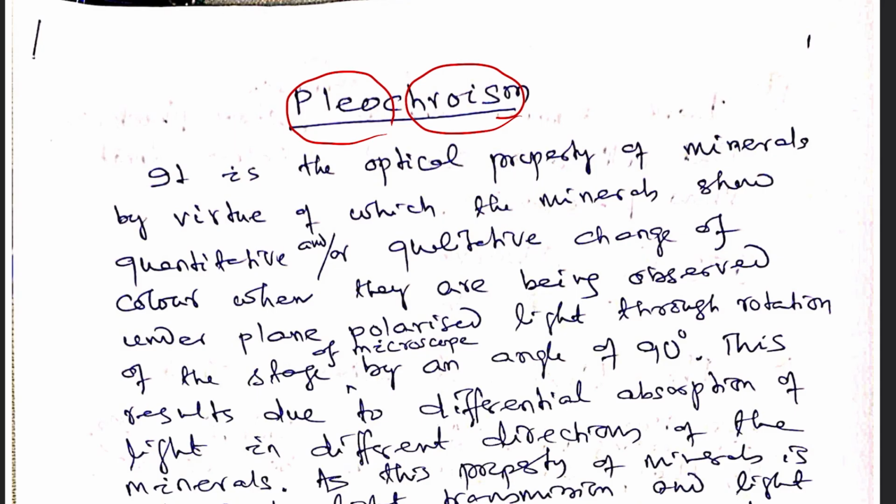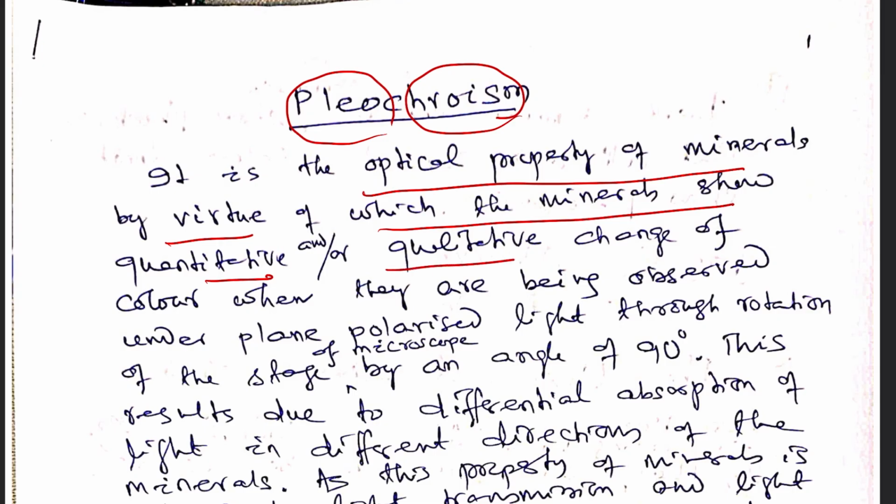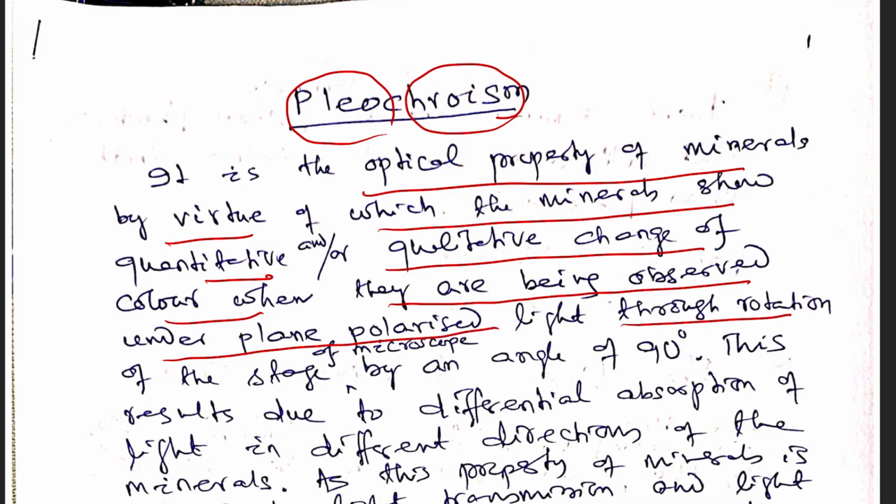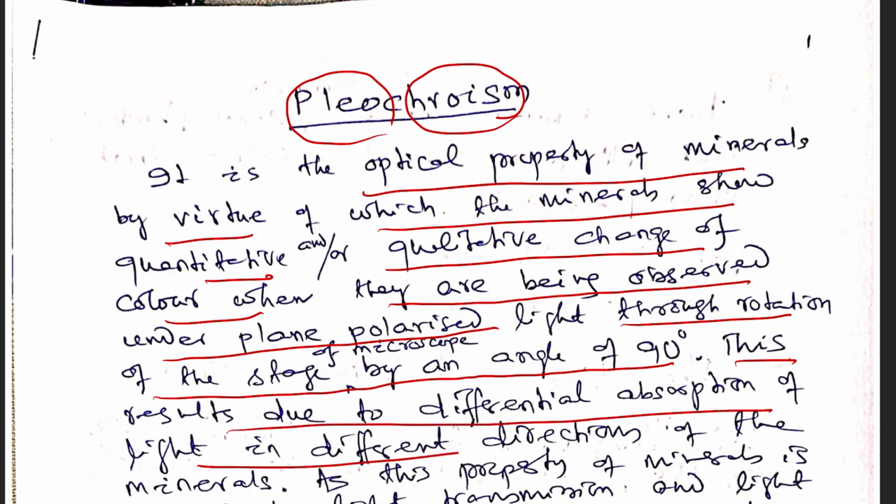So it is the optical property of a mineral by virtue of which the mineral shows quantitative or qualitative change of color when it is observed in plain polarized light through rotation of the stage of the microscope by an angle of 90 degrees. This is one of the important properties of minerals, and it results due to differential absorption of light in different directions of the mineral.